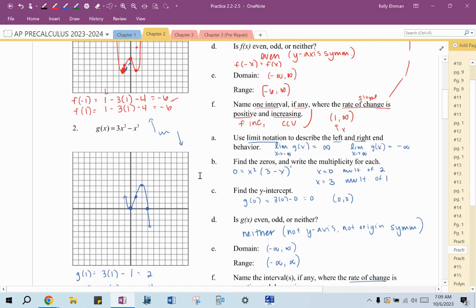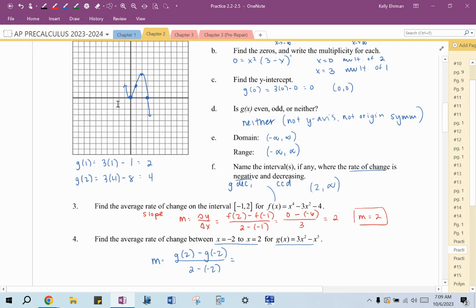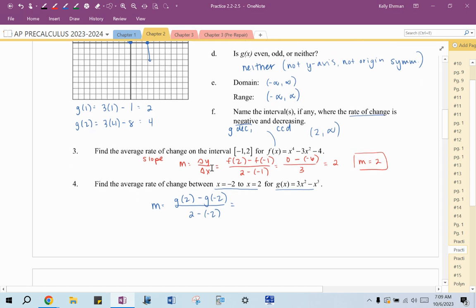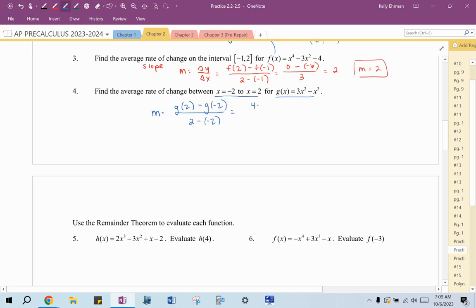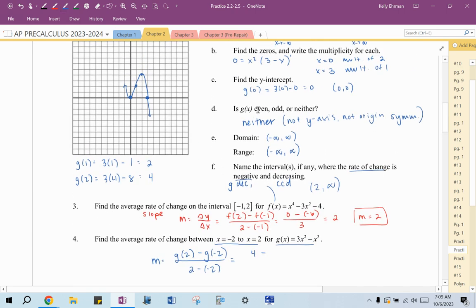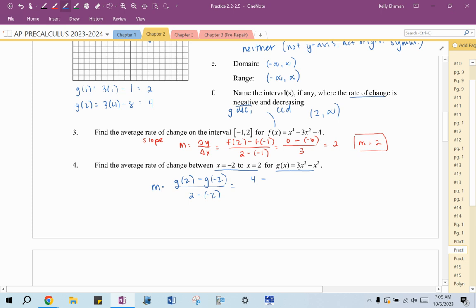Let's see, did we find g of 2? We have g of 2 is 4. I don't think I did find g of -2. I don't have that plotted, so I do need to plug that in. So use parentheses when you're doing this. 4 minus, okay, so 3 times -2 squared is 4. Minus -2 cubed is -8. And then over 2 plus 2.